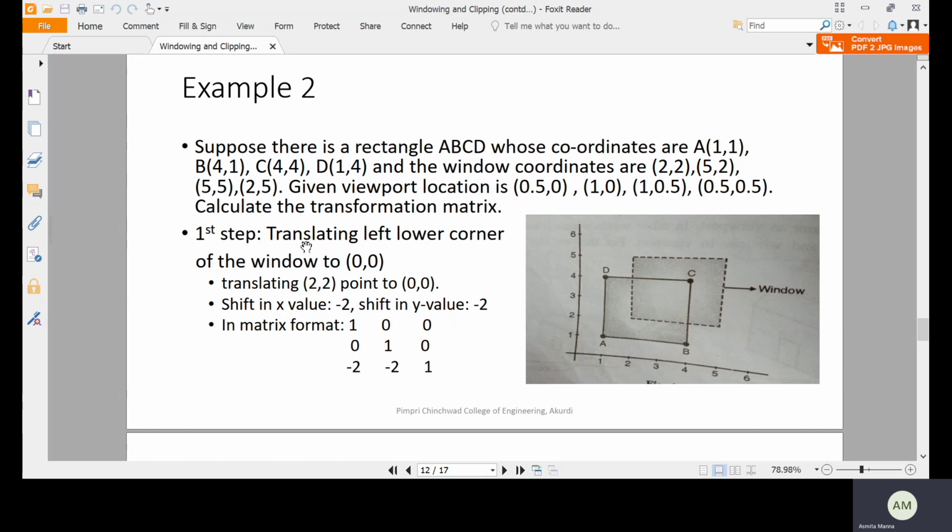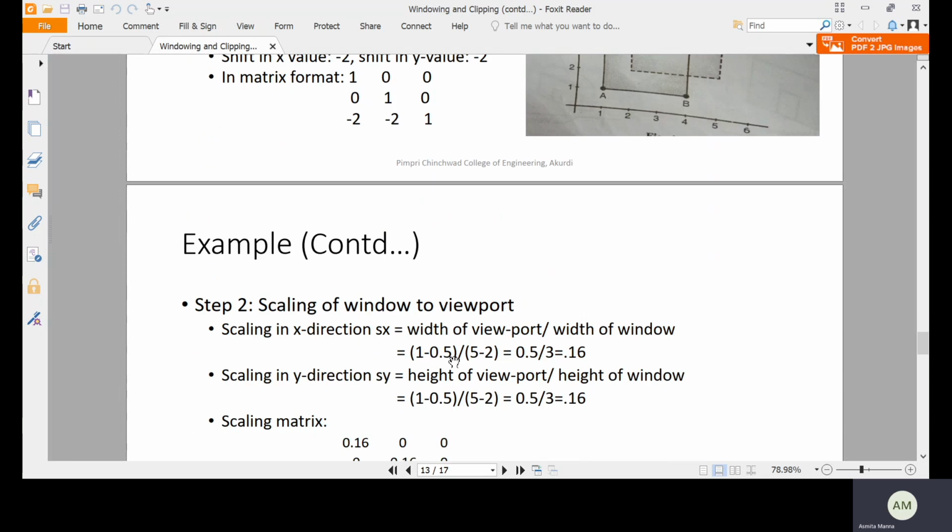What is the first step? We have to translate the left lower corner, that means this corner, to (0,0). What will be the shift vector? -2, -2, right? I have to come back 2 units this way and 2 units this way. So in matrix format we can write: 1 0 0, 0 1 0, -2 -2 1. Okay, so the first matrix is done.